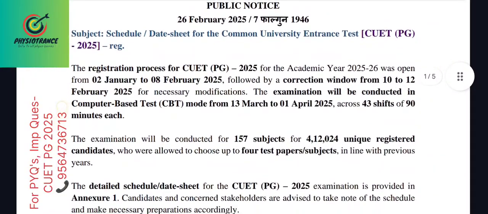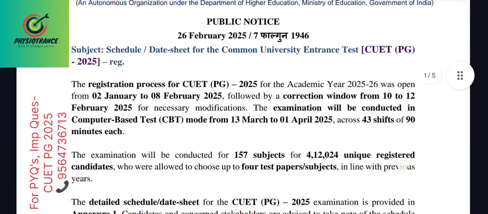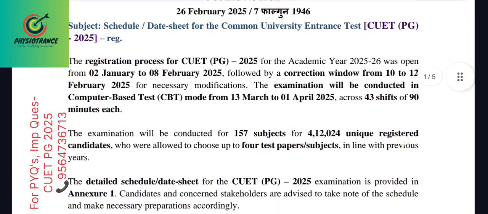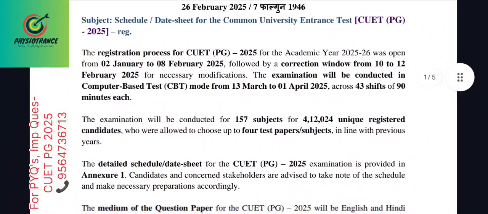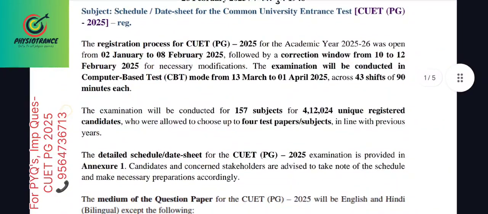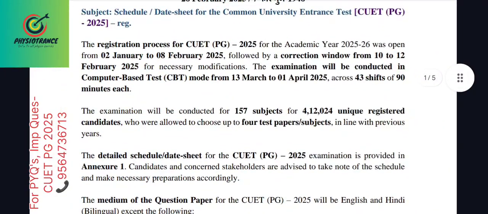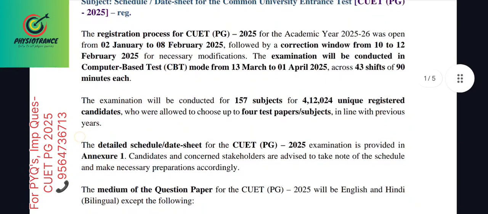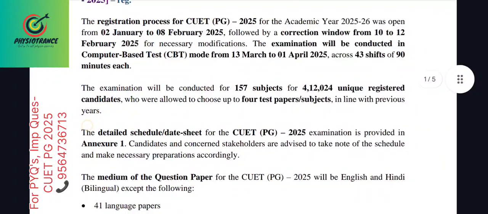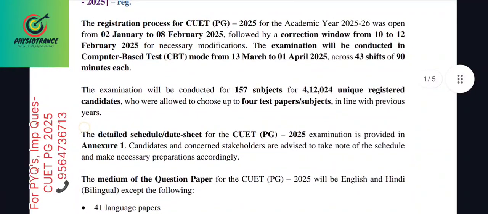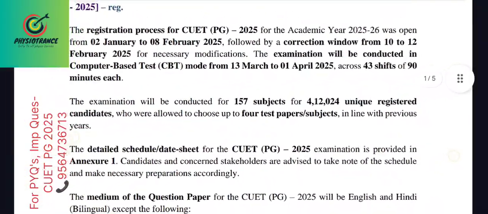Regarding the date sheet, you can see the registration process for CUET for the academic year 25-26 ran from 2nd Jan to 8th Feb, which was already done, and the correction window, 10 to 12 Feb, was also done. Few modifications were made from the CBT mode, and the exam will take place from 13 March to 1st April 25 across 43 shifts of 90 minutes each.